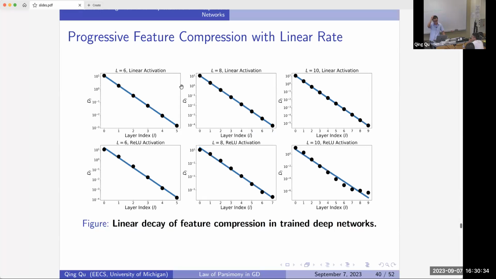And we evaluate this DL and SL measure on both linear network and nonlinear network. You can see that the feature compression is happening with a linear decay ratio from shallow to deeper layers. And for nonlinear network, this feature compression is also happening almost like a linear decay ratio. So the upper one is the linear network, and the bottom one is the nonlinear network.